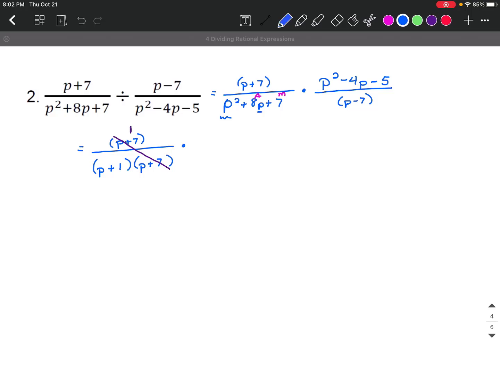Now let's look at the next fraction. The p minus 7 is in the bottom. And in the top, again, we have a trinomial. We have a p squared in front and a p in the middle. So we need p and p.